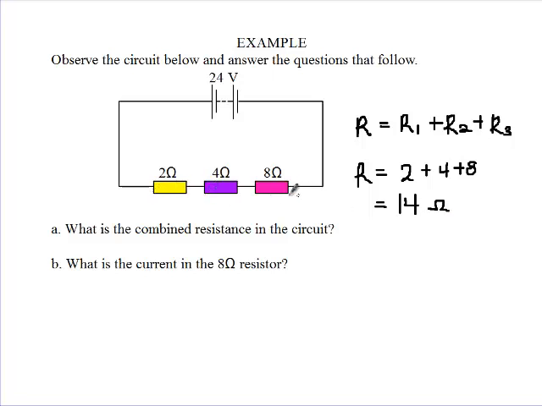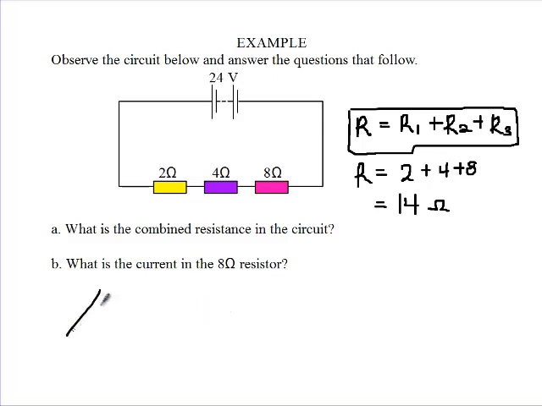So here the resistors are in series, they are following one another, and therefore we restrict ourselves to this formula. Now the second question says, what is the current in the 8 ohm resistor? First of all, what is the formula for current?